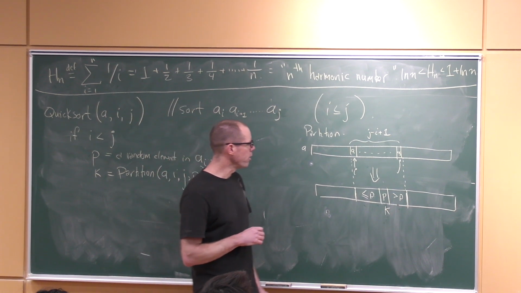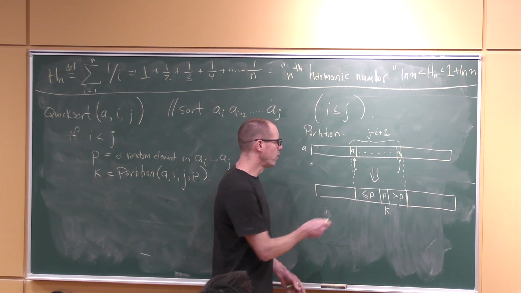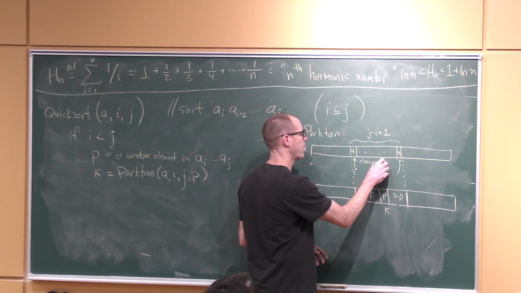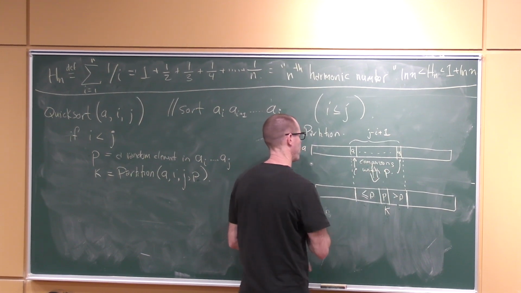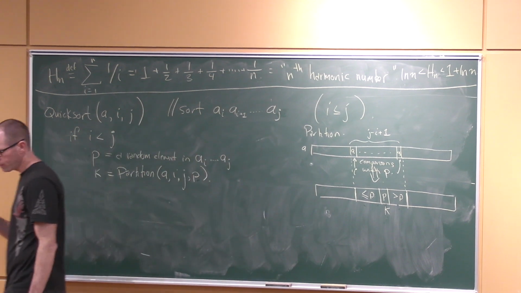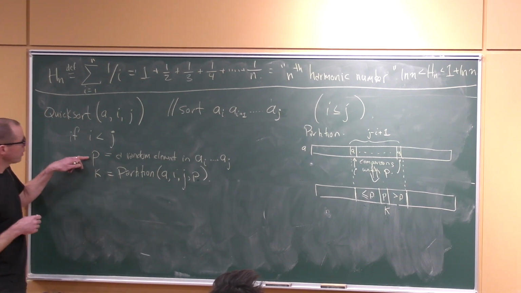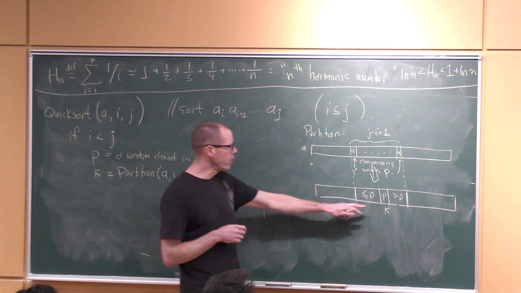And nothing else needs to be compared with other things. So all this is comparisons with p. Okay, so that's what partition does. And so here we pick this random element, we partition, so that now the array looks like this.